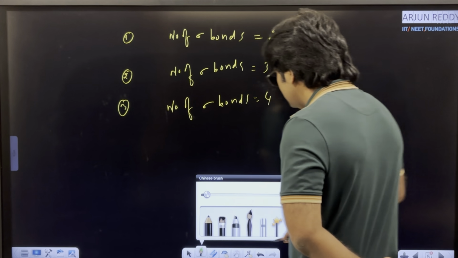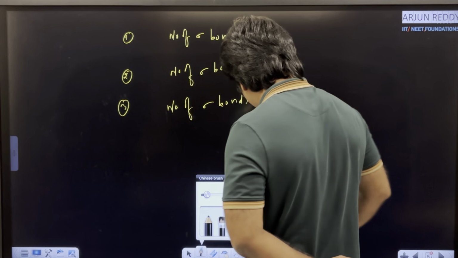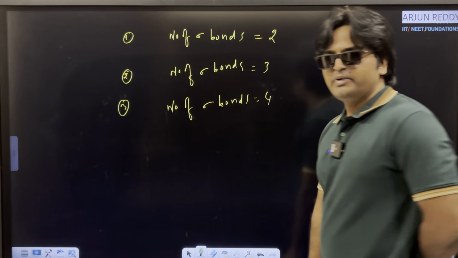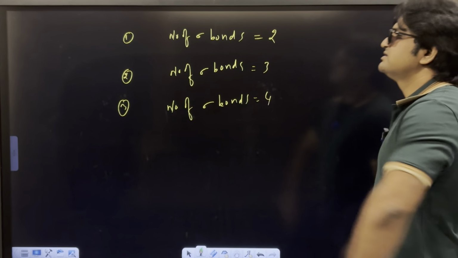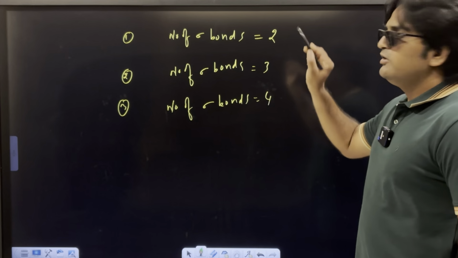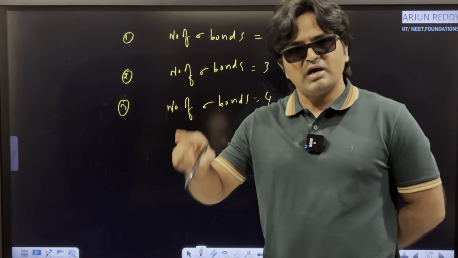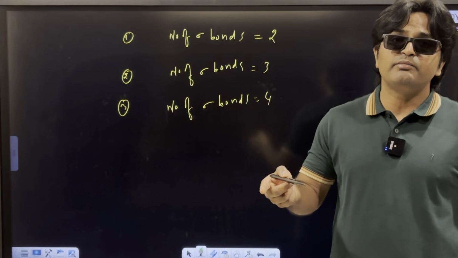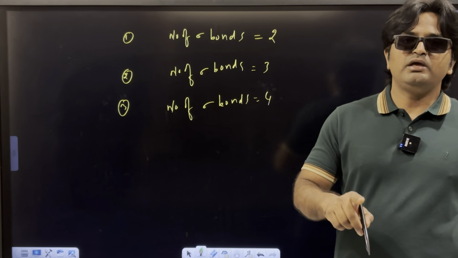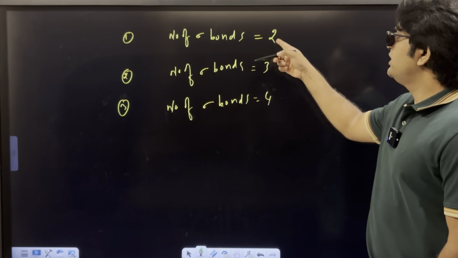We are considering only sigma bonds, but not pi bonds. If number of sigma bonds equals 2, and we know that sigma bonds are formed by hybrid orbitals, here how many hybrid orbitals?